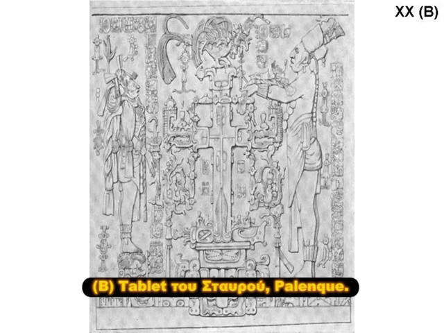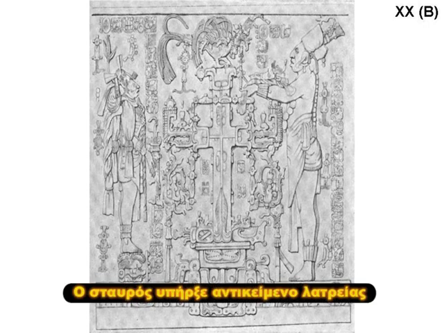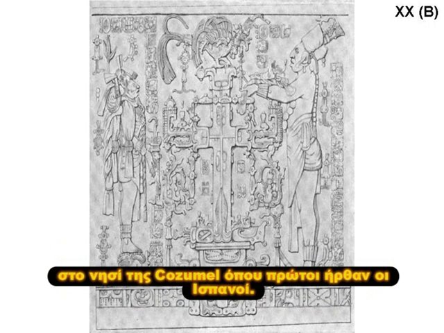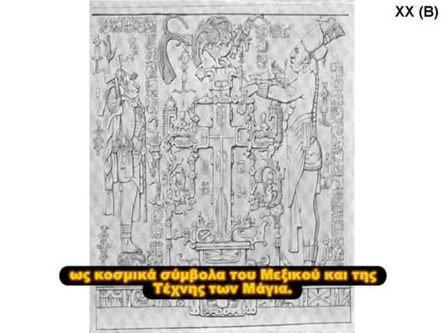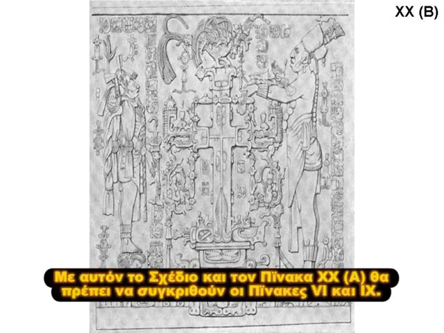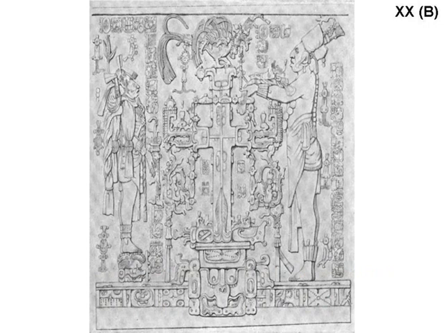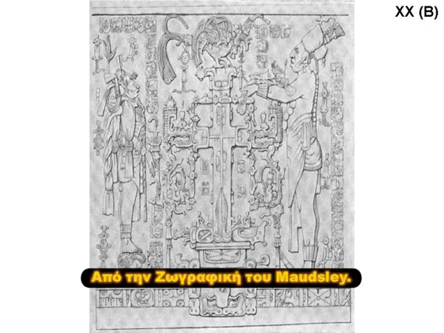B. Tablet of the Cross, Palenque. The cross was encountered as an object of worship upon the island of Cozumel by the first coming Spaniards. Cruciform figures of several types are of frequent occurrence as cosmic symbols in Mexican and Mayan art. With this plate and with Plate 20, A, should be compared Plates 6 and 9. After drawing in Maudslay.